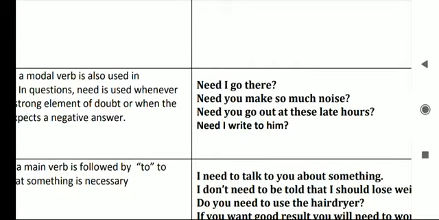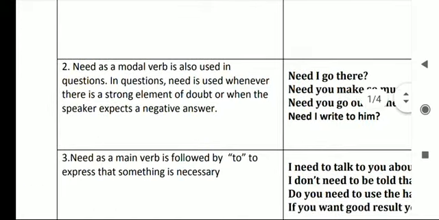Need I go there? Need you make so much noise? Need you go out at these late hours? Need I write to him? So, need as a modal verb is also used in questions, whenever there is a strong element of doubt or when the speaker expects a negative answer, right?